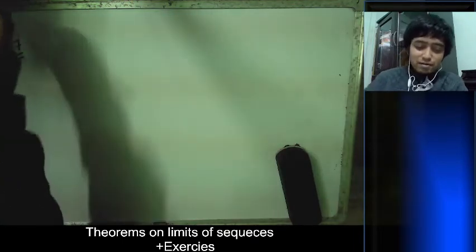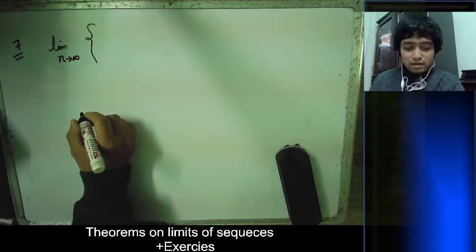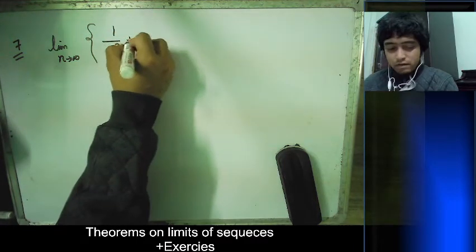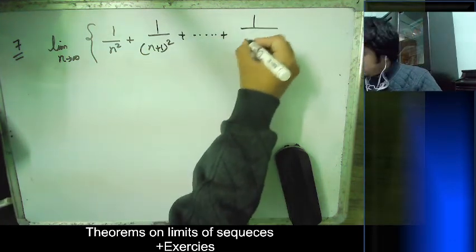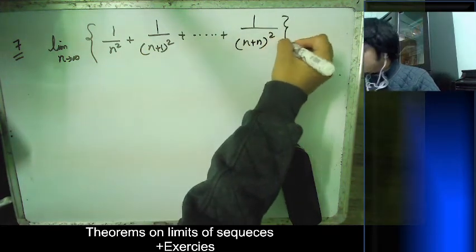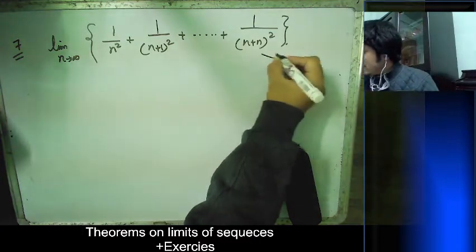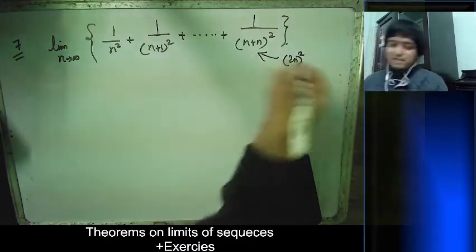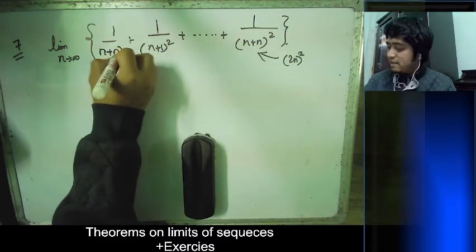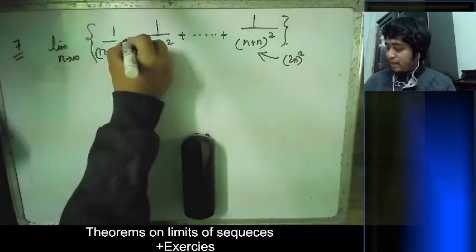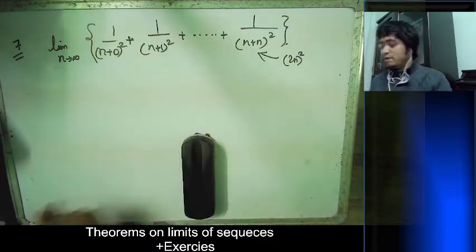Now 7, it is also another one which needs squeeze theorem. This one may be a bit different. n plus n whole square. Sometimes, instead of n plus n whole square, they easily write it as 2n whole square, which is the same thing. And this one, notice that instead of n square, we can easily write it as n plus 0 whole square. By writing it as n plus 0 whole square, it gives us an idea of what is happening: n plus 0, n plus 1, n plus n.